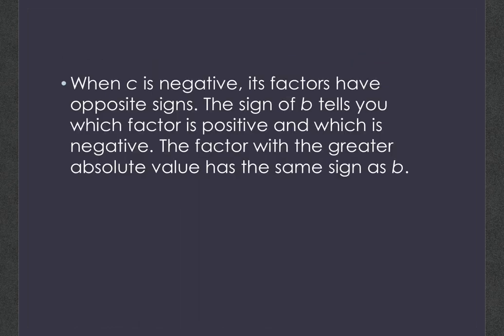All right, now it says when C is negative. So if the last term is negative, then the factors have opposite signs. One's got to have a plus and one's got to have a minus. And the sign of B tells you which one is positive or negative. B matches the larger number. So if B is negative, the larger of the two is negative. If B is positive, the larger of the two is positive. So again, whichever one is greater matches the sign of B.